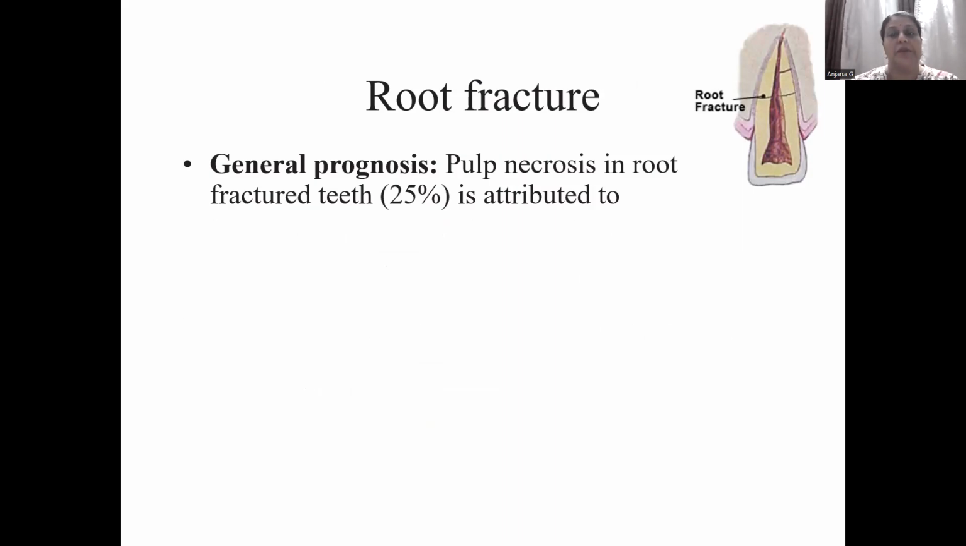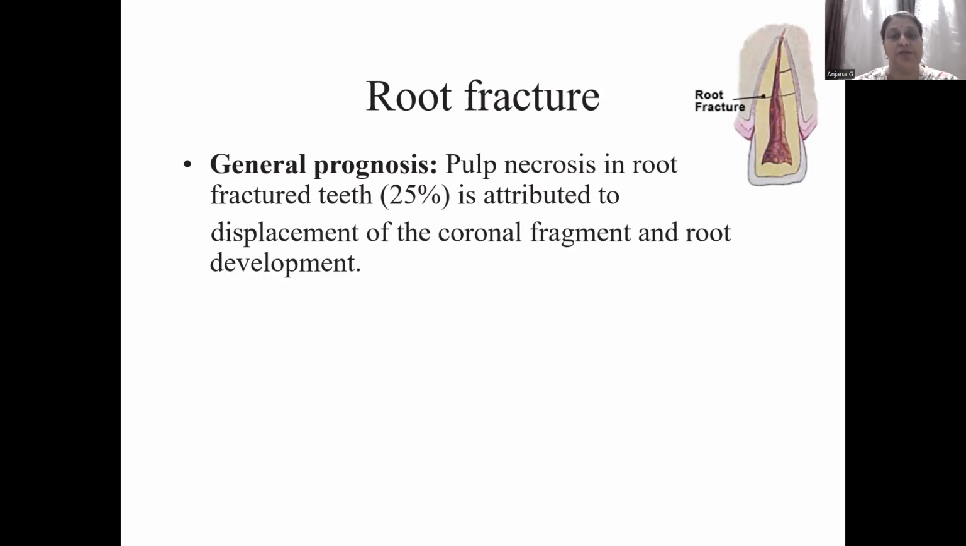General prognosis: pulp necrosis in root fractured teeth is about 25%, and is attributed to the displacement of the coronal fragment and root development. The root development is happening, and like I said to you earlier, it has very thin walls when the apex is open. So then the prognosis can be guarded.